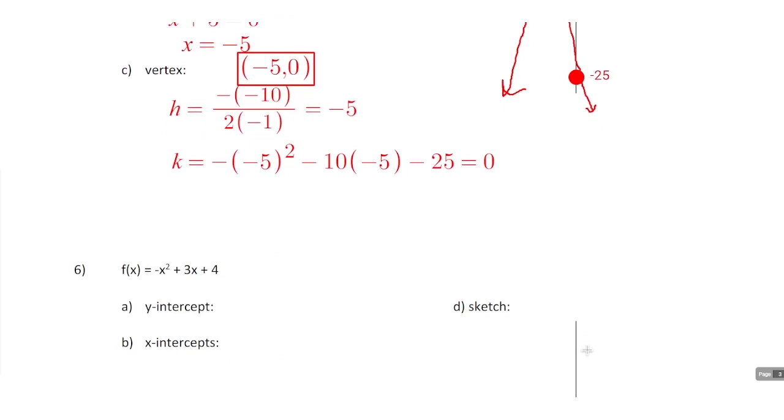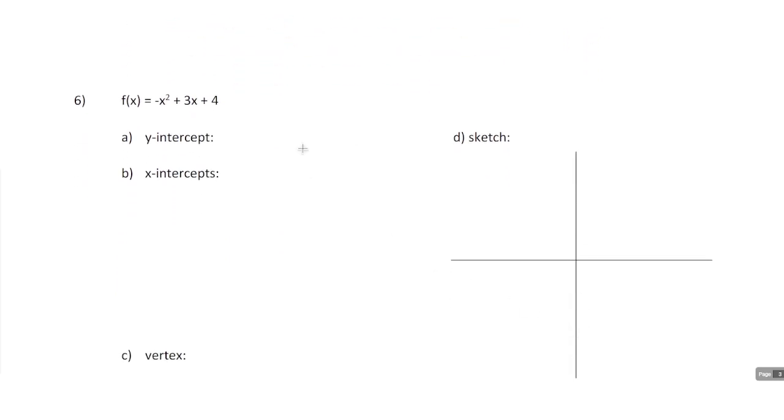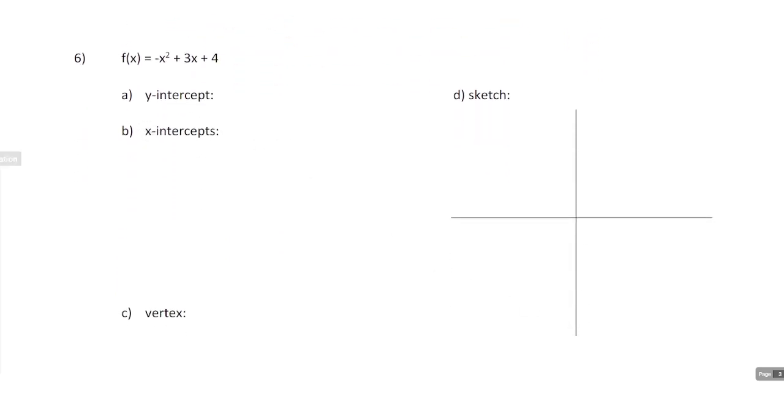Number 6, last problem here. Here's another one that has a negative leading coefficient, so just keep that in mind when you're solving the x-intercepts. The y-intercept here is going to be 4, so 0, 4. And one last time that we get that y-intercept from the constant here.